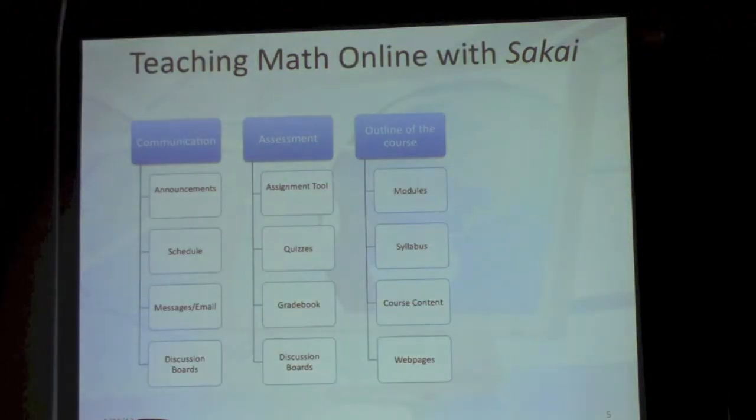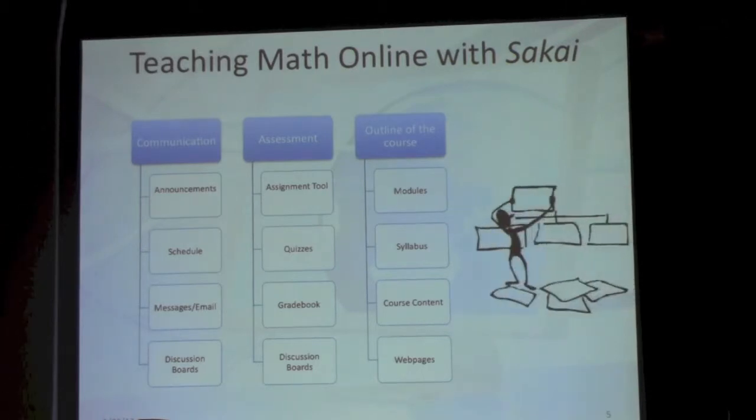So I broke it down into some different parts for the Sakai site: communication, assessment, and the outline of the course. The communication is the announcements, schedule, messages, and emails, and then, of course, a discussion board, which I'll talk about in a moment. The assessment is the assignment tools, the quizzes, the grade book, and again, discussion boards, which will be graded. The outline of the course is done with modules, a table of contents, and a syllabus. So, of course, you put it all together, kind of construct it.